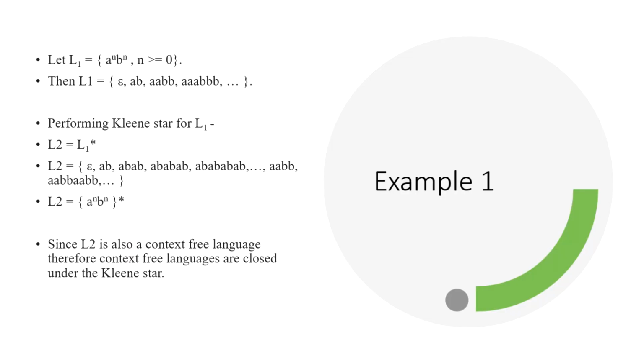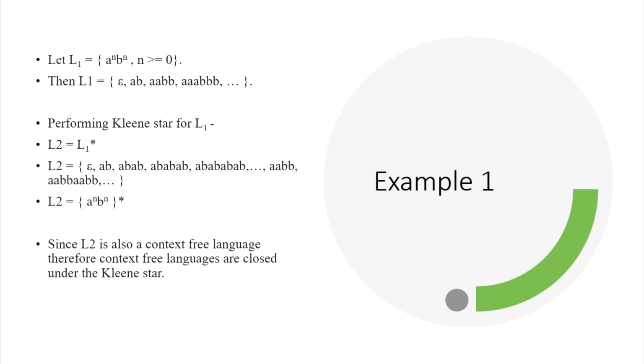So now in example 1 for the Kleene star property, I have taken L1 as a to the power n, b to the power n, which basically consists of the strings in which the number of a's and number of b's are equal. Obviously this is a similar language to the one we have taken before in the previous slides. Now when we do the L1 star for this language, we get the language L2, which will be a set of strings like epsilon, AB, ABAB, and triple ABs, and like that. So for this language L2, we can again see that we would be able to make a pushdown automata, and thus we can say that L2 is also a context-free language.